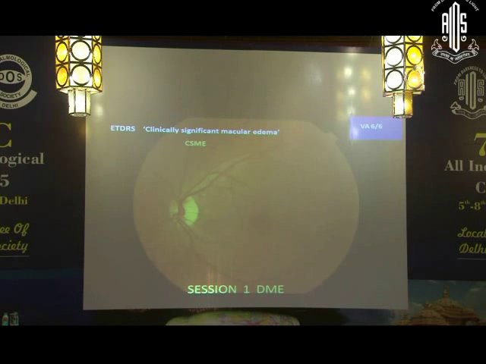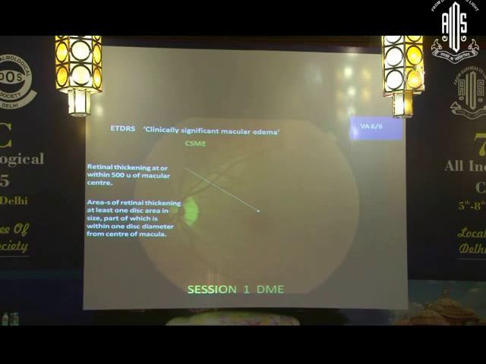Now, ETDRS gave a definition of clinically significant macular edema, which they described as a treatable lesion wherein photocoagulation was indicated. This patient has retinal thickening at or within 500 microns of macular center. Areas of retinal thickening, at least one disc area in size, part of which is within one disc.